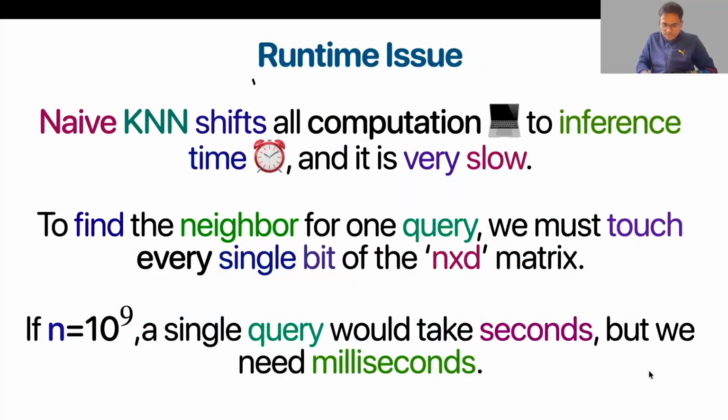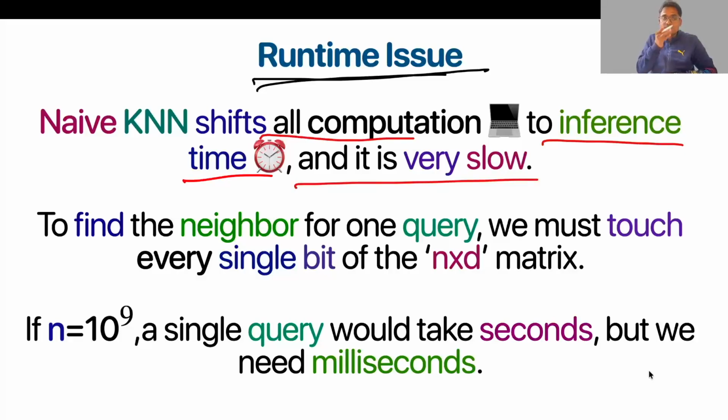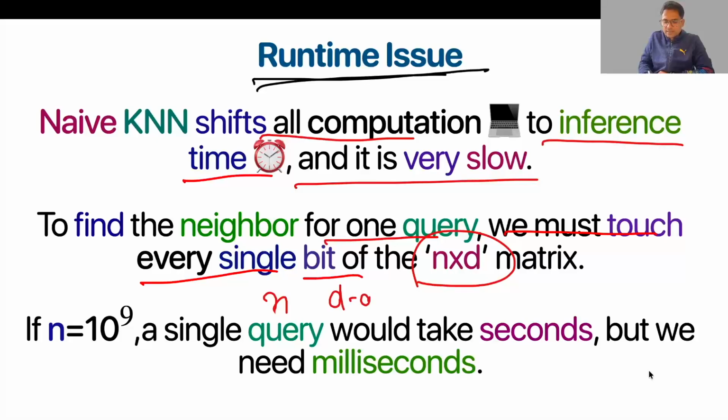So runtime issues, let's see some runtime issues. Naive KNN shifts all computation to inference time. As we said, everything is done at runtime, there is no training time here. All the distance calculation, everything is done at runtime, and the top k values are taken out after sorting it. So to find the neighbors for one query, we must touch every single bit of the n cross d matrix, that is n data points, and they are d-dimensional. So we have to capture all the n data points and all the d dimensions for the distance, and then only we can calculate how far you are from the data point.